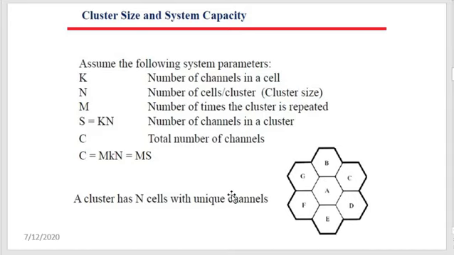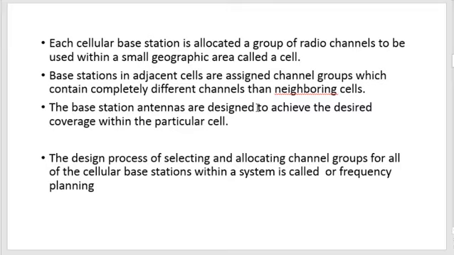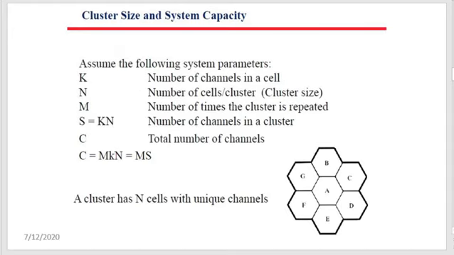Now what we do in frequency reuse. Let us first see: the base station antennas are designed to achieve the desired coverage within the particular cell. The design process of selecting and allocating channel groups for all of the cellular base stations within a cell is called frequency planning. Now you see here what is frequency planning. Now if I have allotted one channel here, say of 900 megahertz, and another channel is of 905 megahertz, I will not allot 905 megahertz to this cell.